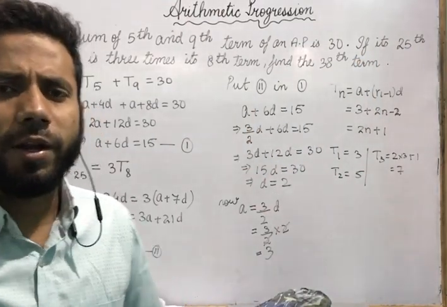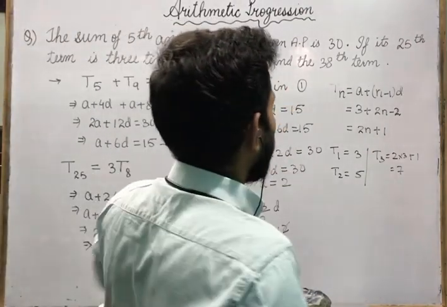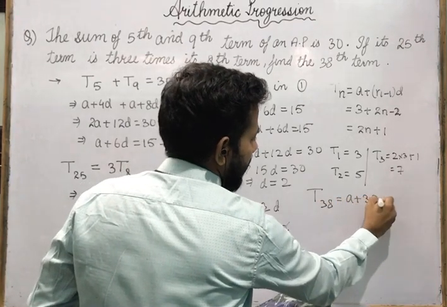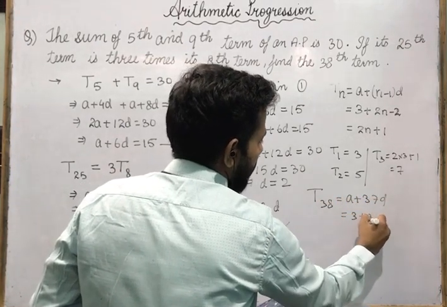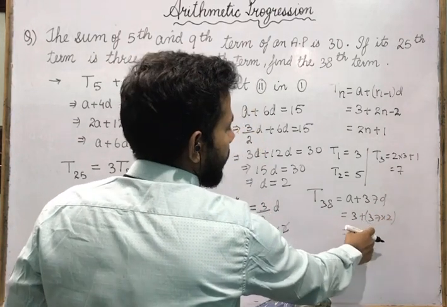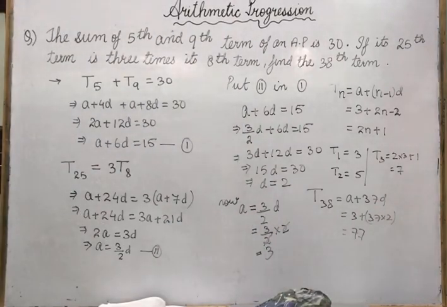T38 कैसे निकलेगा? A और D का वैल्यू पता है, निकल जाएगा आराम से. If you know the value of A and D, it will come out easily. T38 is equal to A plus 37D. बस वैल्यू पुट करने का. 3 plus 37 into 2 यही है आंसर. 37 into 2 कितना होता है? 74. 74 plus 3 is 77. यही है. कोई गलती इसमें?